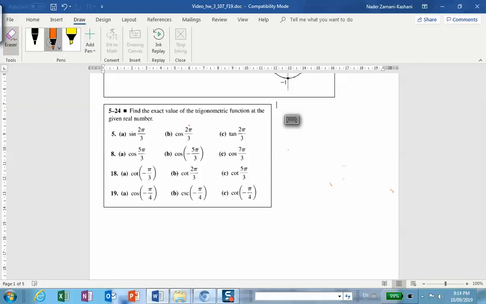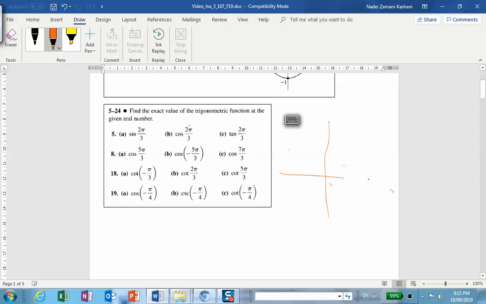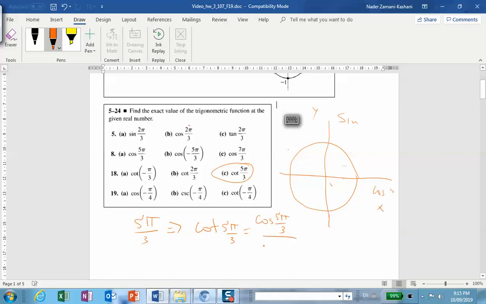Okay. So my trig circle is becoming worse and worse. Right there, this is cosine, this is sine. This is x and this is y. So we are looking at this problem: 5 pi over 3. Look at it like this. Cotangent of 5 pi over 3 is the same as cosine of 5 pi over 3 divided by sine of 5 pi over 3. And we want to know each one of these.